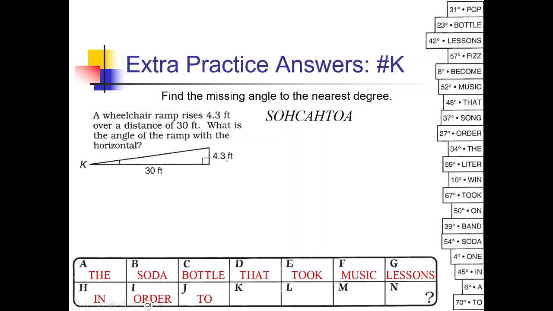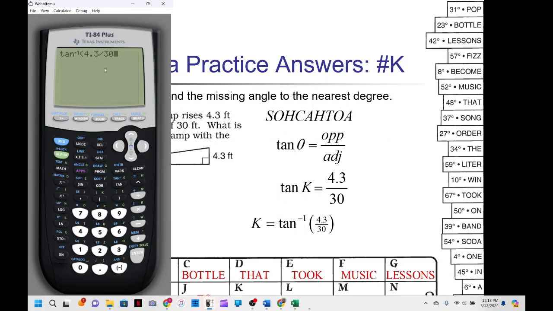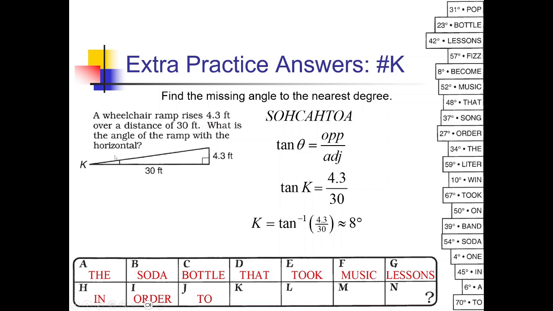So we've got the opposite side and the adjacent side here. So that's going to be tangent. Tan of K equals opposite side 4.3 over adjacent side 30. And now let's do tan inverse of 4.3 over 30 to find angle K. Plugging that in, we end up with approximately 8 degrees. So that's the angle of that handicap ramp. And just looking at the word that goes with that in our puzzle here, 8 degrees matches up with become. So K is become.